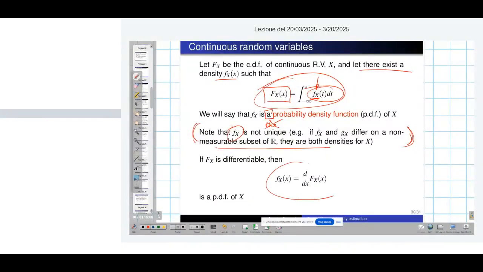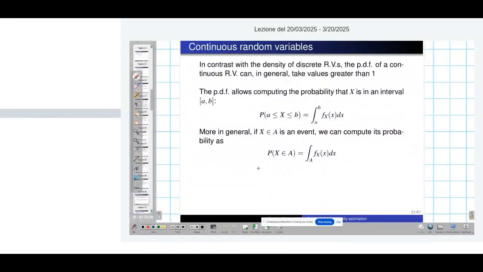Among all possible densities, the one that we will use is the derivative of the cumulative function. We can show that if the cumulative distribution can be differentiated, then its derivative is a density function for X, and it's the one that we will typically use.